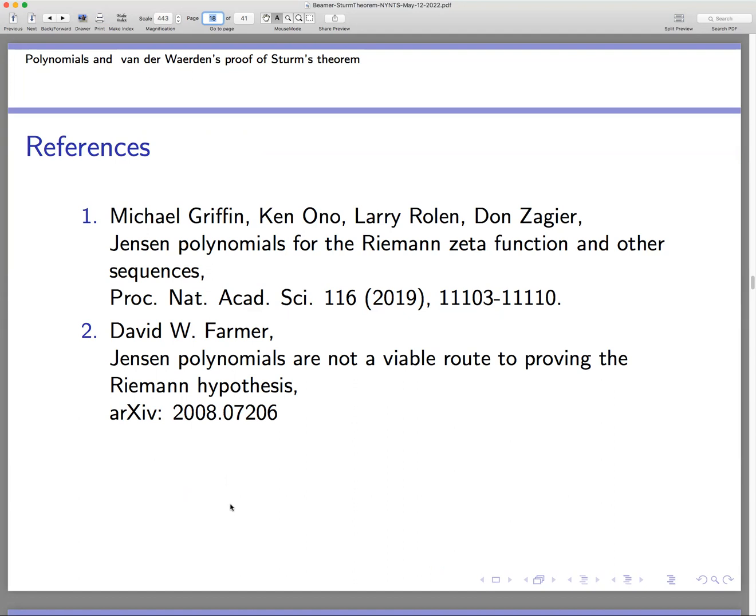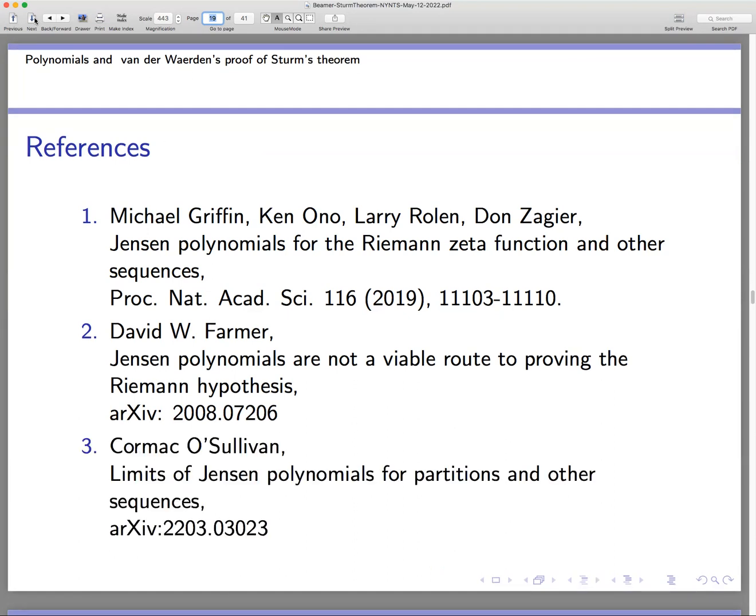And very recently, a guy we all know who has spoken many times in the seminar, Cormac O'Sullivan, posted a paper on arXiv on exactly this subject. And I asked him if he wanted to speak, and he said, well, maybe next year. He didn't want to do it this year.